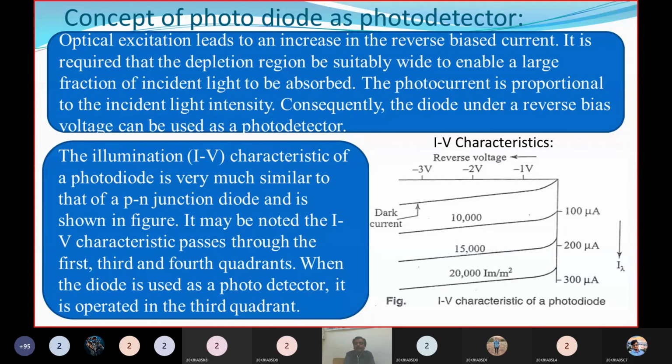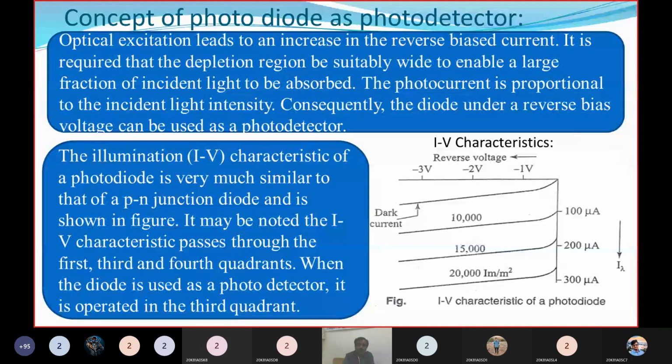See here, that scale is also in microamps. Microamps means this current will be very small. Now, without applying any light, there is a little flow of current in the diode. That current we call dark current, without applying any external photon, that means without absorption of any incident light. Some current is passing through the diode, and that current is called dark current.